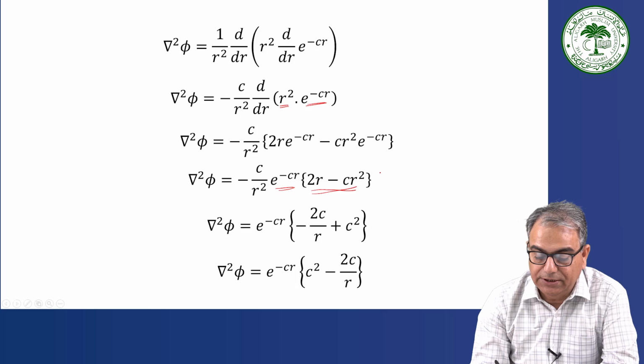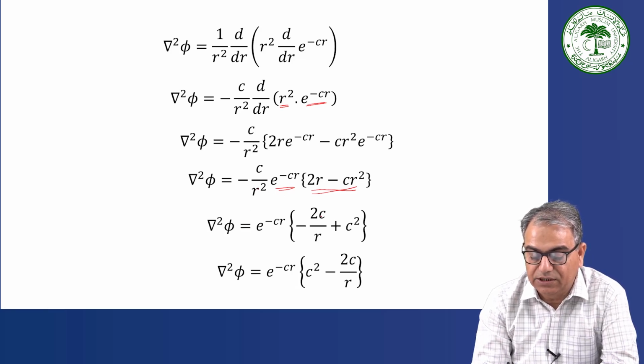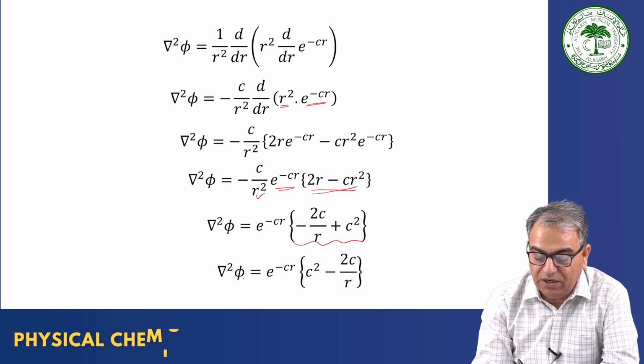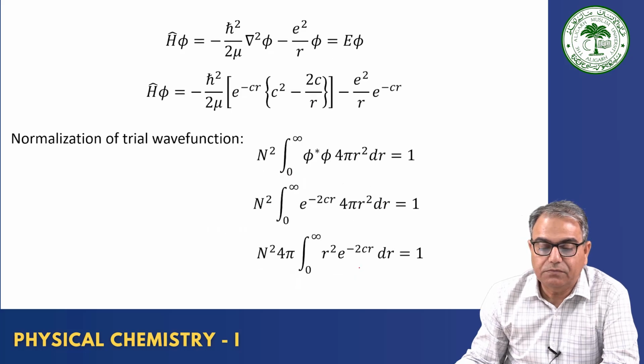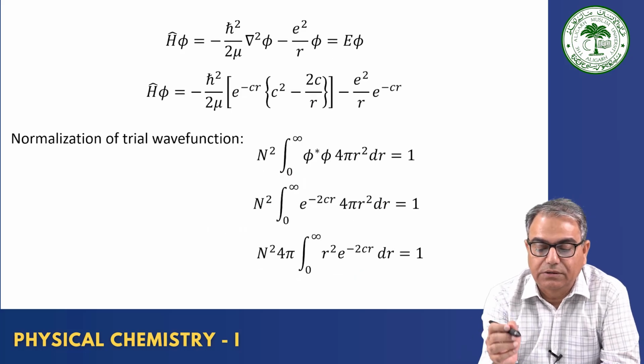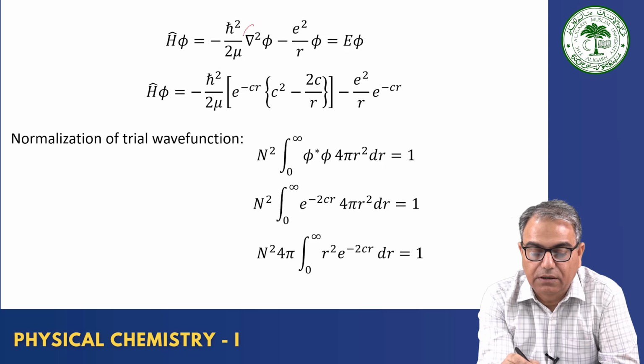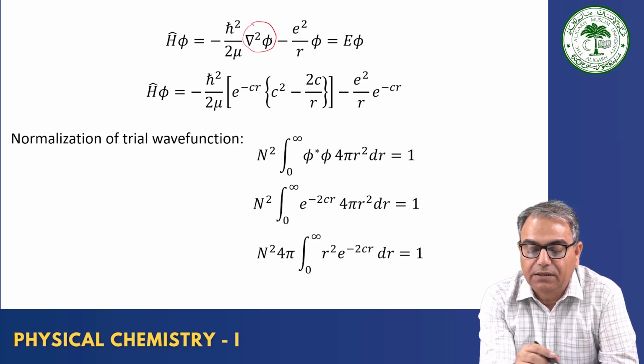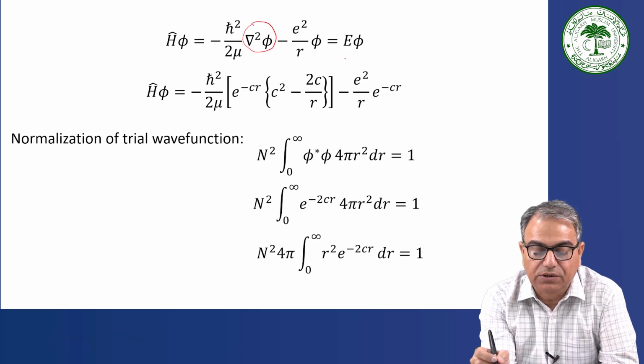And so what you can do is that if you multiply with this 1 by r square, then you have minus 2c divided by r, plus c square. So this you get, minus 2c by r plus c square, and you rearrange this, what you get is del square phi is equal to exponential minus cr into c square minus 2c divided by r. Now this part we have already calculated. In the Hamiltonian, this part is known to you. So with this part you can write H phi is equal to this one.